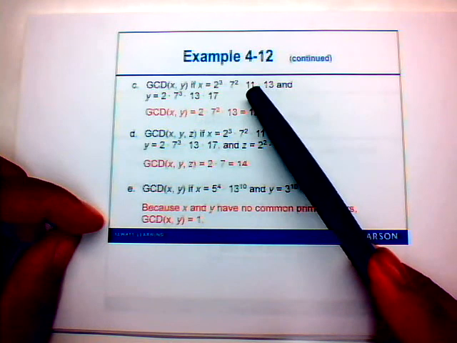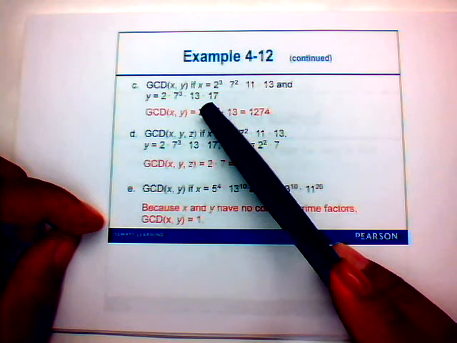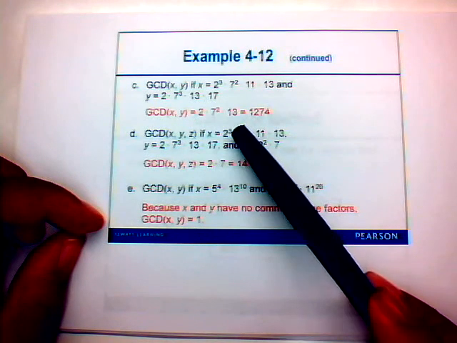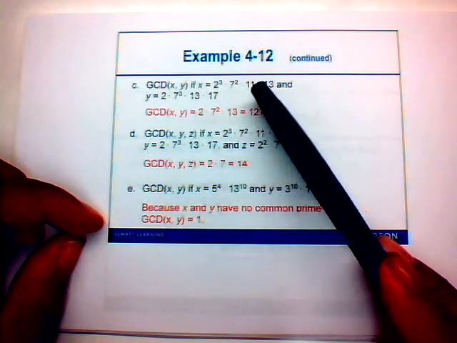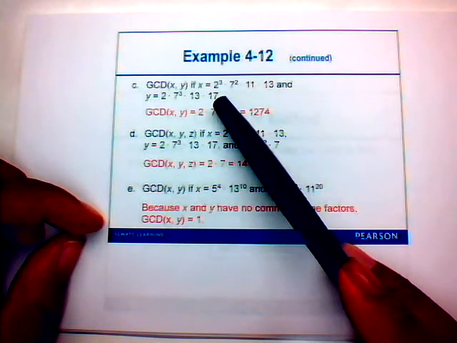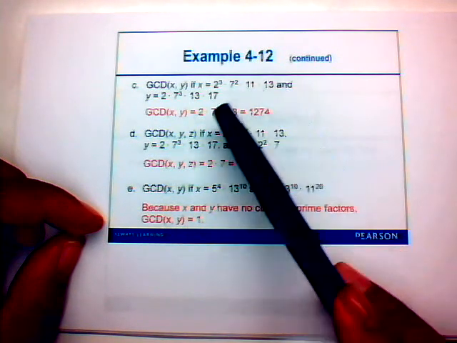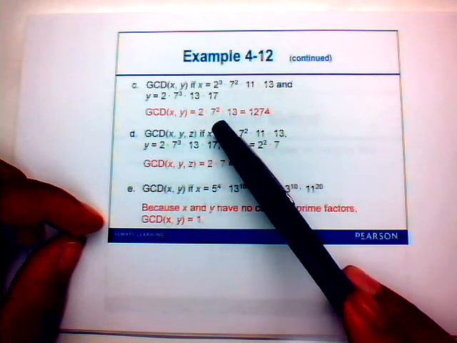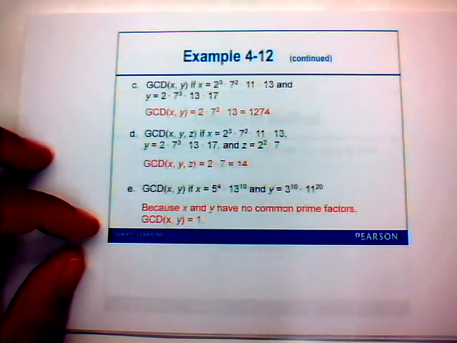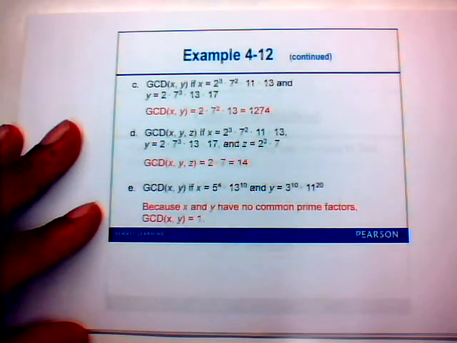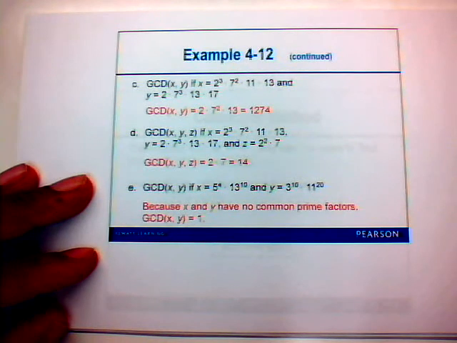We can't use 11 because 11 is not a factor in y. 13, we can use 13 because that's a common factor in both x and y. Now we can't use 17 because 17 is not a factor in x. So we got 2 times 7 to the second times 13. If you multiply this out, you get 1274. So the GCD of x and y would be 1274.